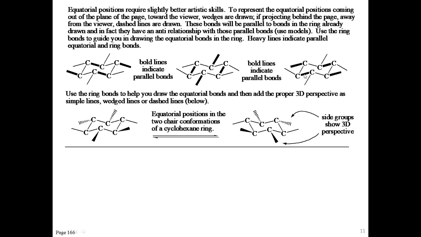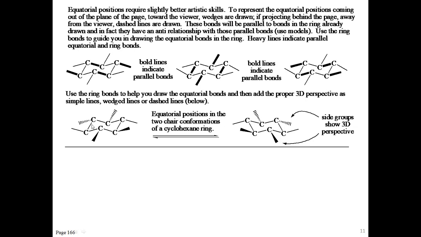And then if I look at these two bonds that are parallel in the ring, also equatorial outside, coming towards us and going back away from us. These are all parallel bonds and will help you draw a correct ring if you can recognize that. So here's the actual ring that we want.